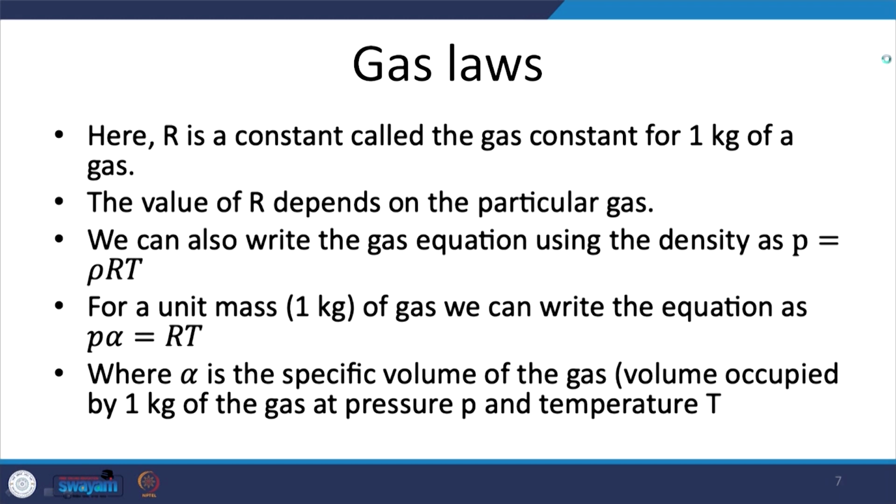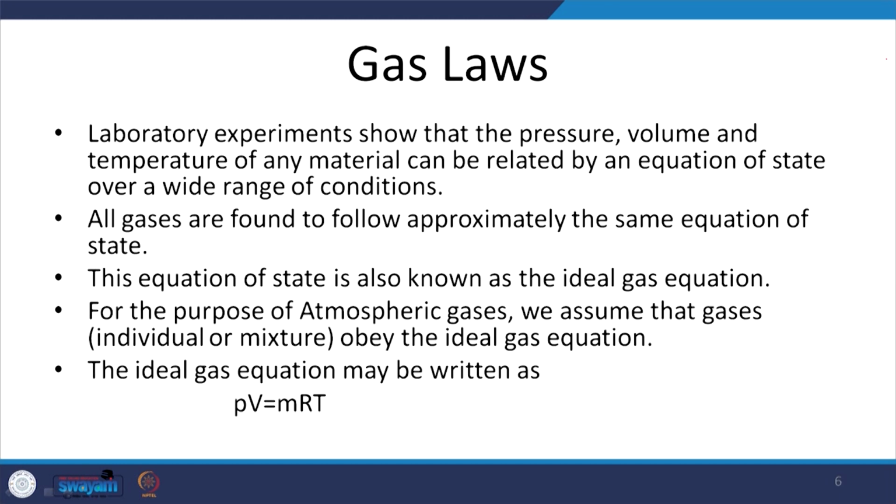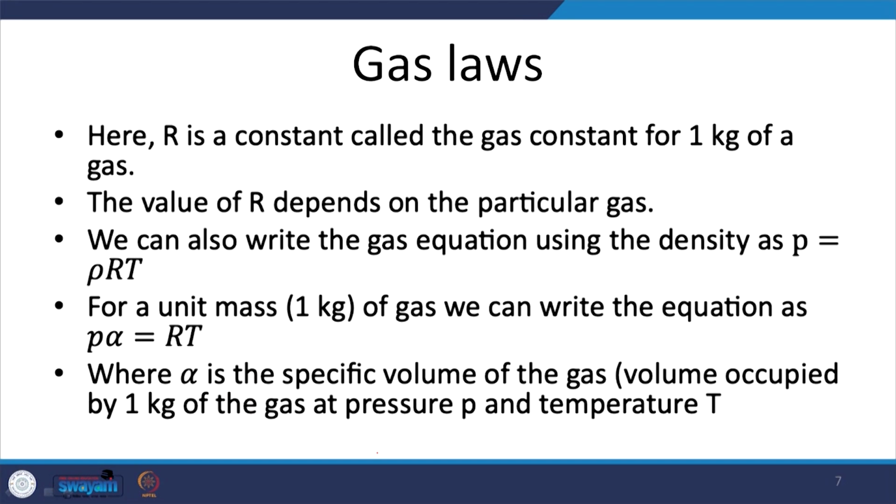So, here if you see PV = mRT, this equation is a general equation, right. All the gases will obey it, but the very important thing is that this R that you have seen is not a universal gas constant, it is a specific gas constant. Let us see what it is, right. Here R is called the gas constant for 1 kg of a particular gas.